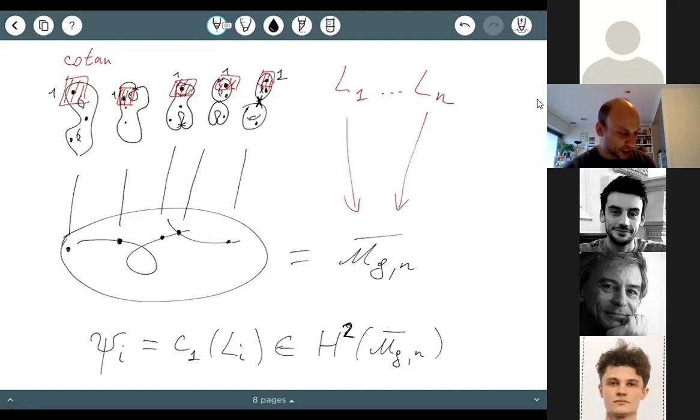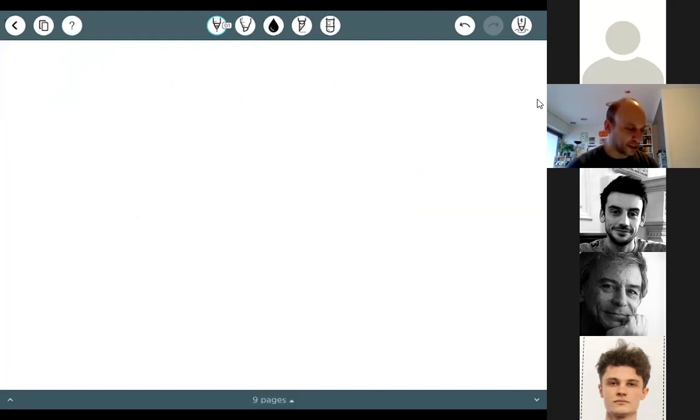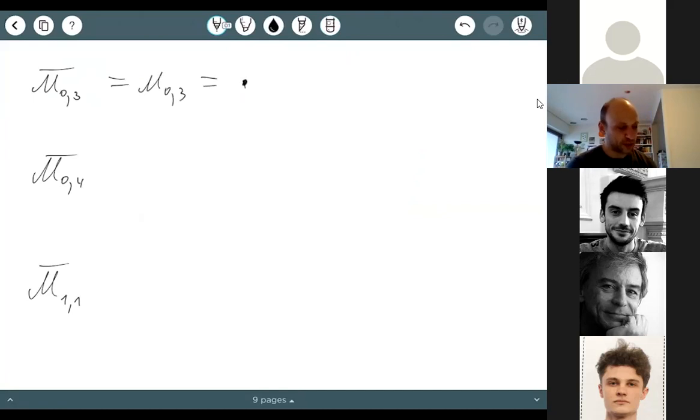So I realized I skipped the examples of M_g,n bar. I wanted to give you examples of compactification, so maybe I'll go back for a moment, and then we'll come back to the bundle. Let me give the same three examples of compactified moduli spaces. So M_0,3 was a point, and this is already compact, so there is no change. M_0,3 bar is equal to M_0,3, and this is just one point. The compactification does not change anything.